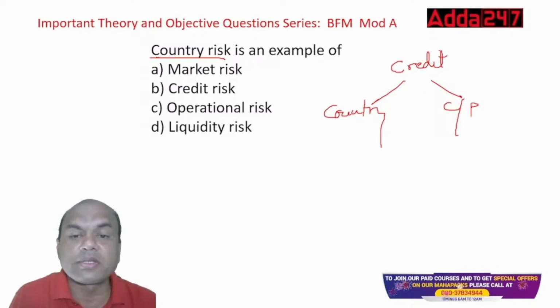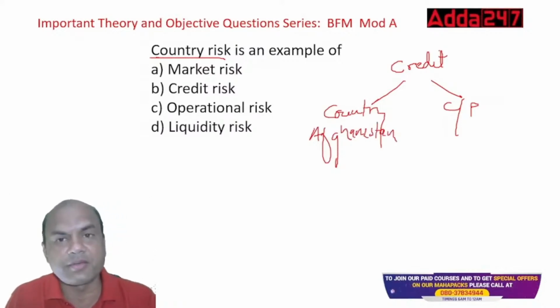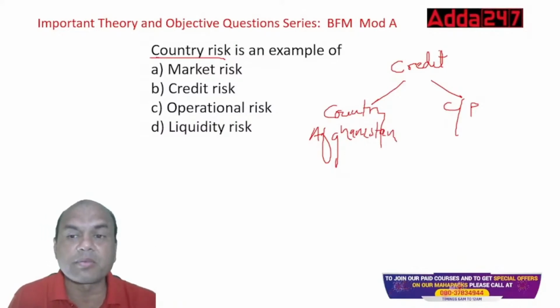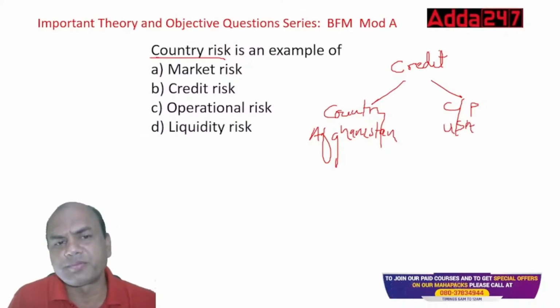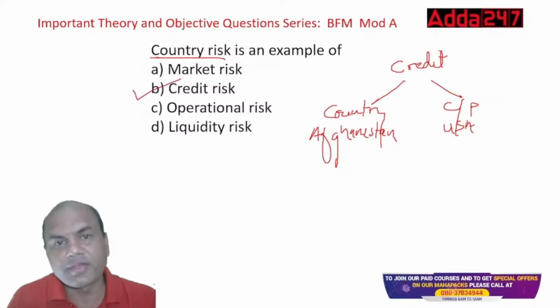Now what does it mean? Country is in trouble, I'll give you examples: Afghanistan, Pakistan, Sri Lanka. Country is in trouble. Counterparty: USA. The country is good but your party is bad, not paying you. Okay. So country risk is a part of credit risk. Got it? Credit risk.